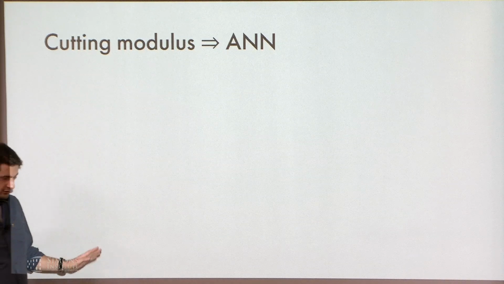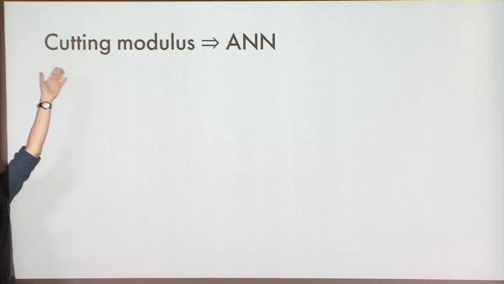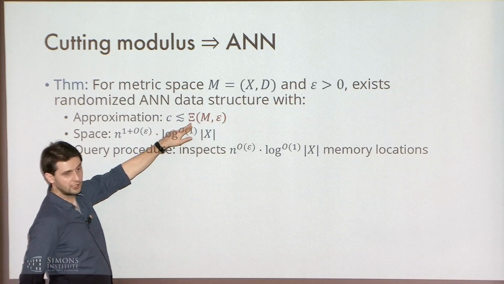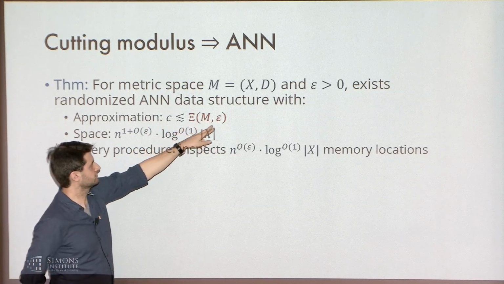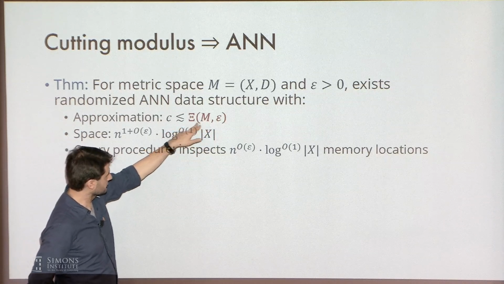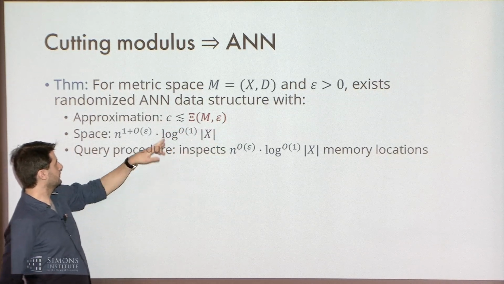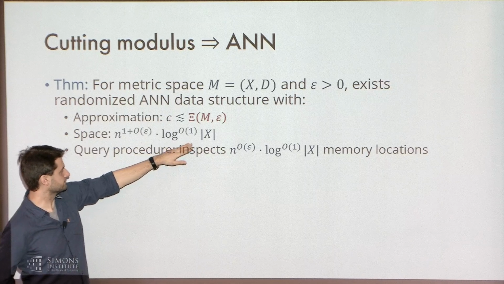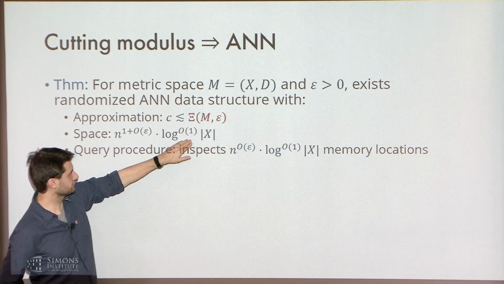So now let's show that if you get a good bound on cutting modulus, this implies a good nearest neighbor search algorithm. So this is the more algorithmic theorem. The main contribution of the paper is to prove the following theorem: for any metric space, there exists a randomized approximate nearest neighbor search data structure, which obtains approximation upper bounded by Xi. For any epsilon, with Xi as a function of that epsilon, up to constants, space will be n to 1 plus order epsilon times something which is polylogarithmic in the size of the metric space.